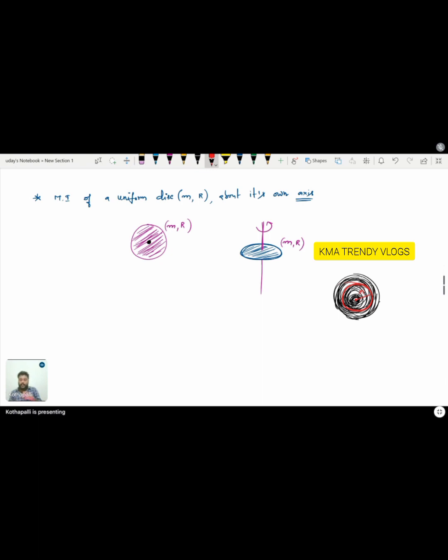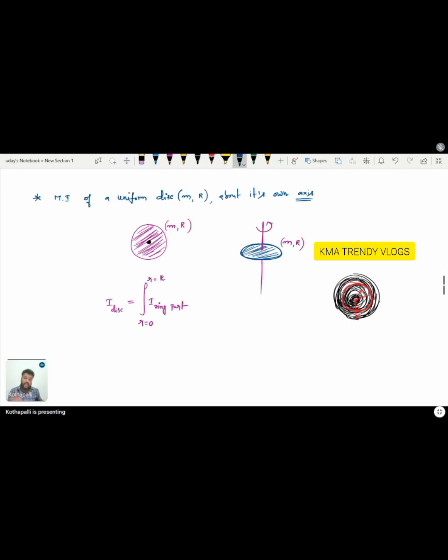And if I integrate that value from 0 to capital R, because the starting ring I can take at the center with 0 radius, and the ending ring I can take at the circumference of the disk at the radius R. So my approach will be: moment of inertia of a disk is nothing but the integral of the moment of inertia of the ring part, from r equals 0 to r equals capital R.